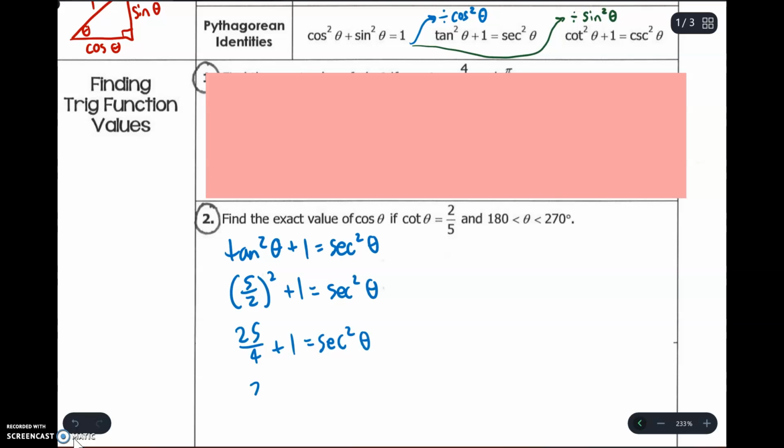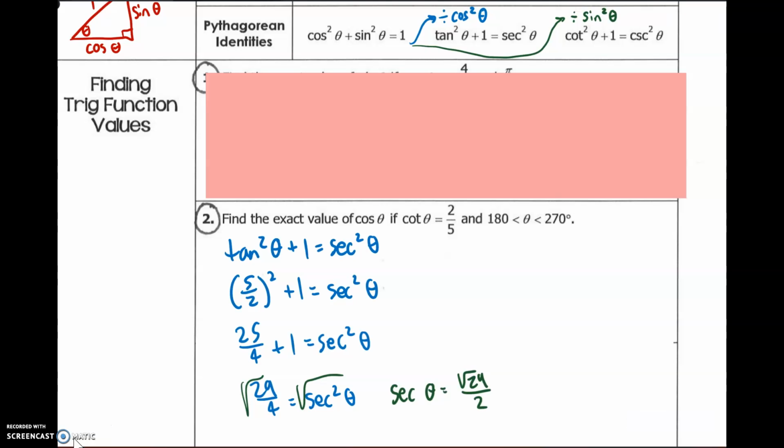I'm going to add fractions here, so I get 29 over 4, if I add 4 over 4, which is 1, equals secant squared theta, just like any other trig function, or really just like any other algebra question too. As long as I just finish this by taking a square root, now I'm going to have the secant by itself, and it looks like secant theta is going to be the square root of 29 over the square root of 4, which is just going to be 2.